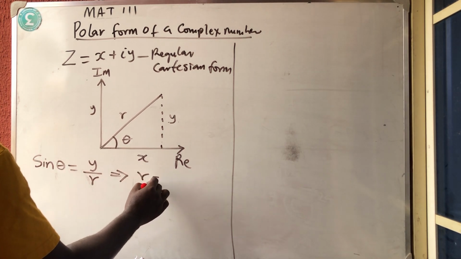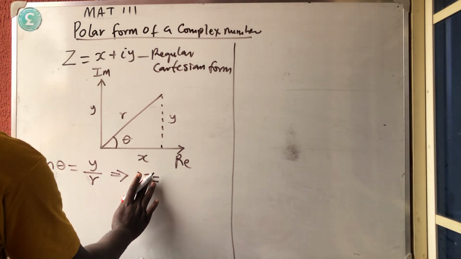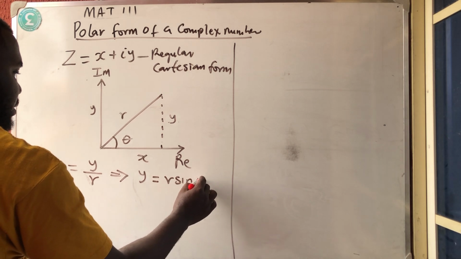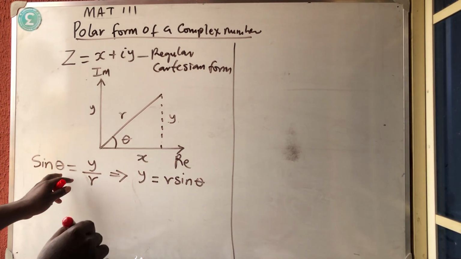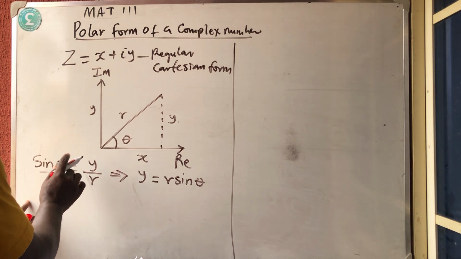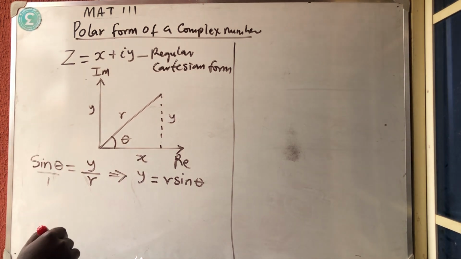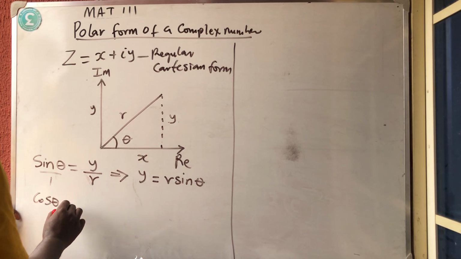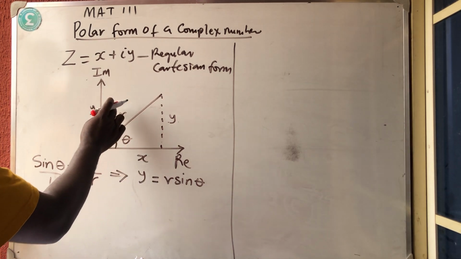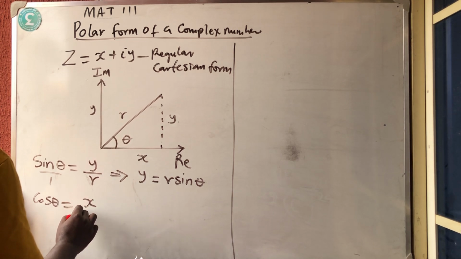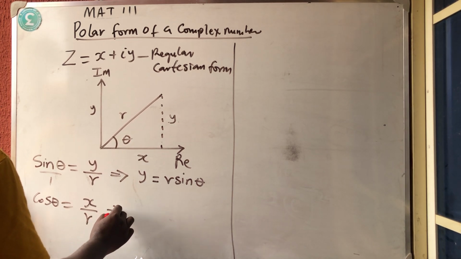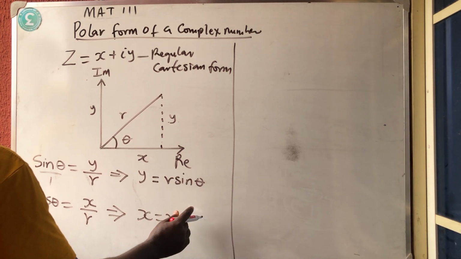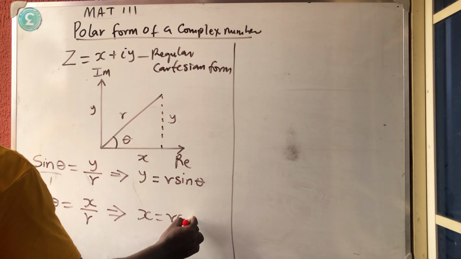So which implies that my y is equal to r sine theta. I hope you can see that. If you cross multiply, y is r sine theta. So let me get cos theta. Cos theta is adjacent over hypotenuse, which is x over r. If I cross multiply, my x is equal to r cos theta.